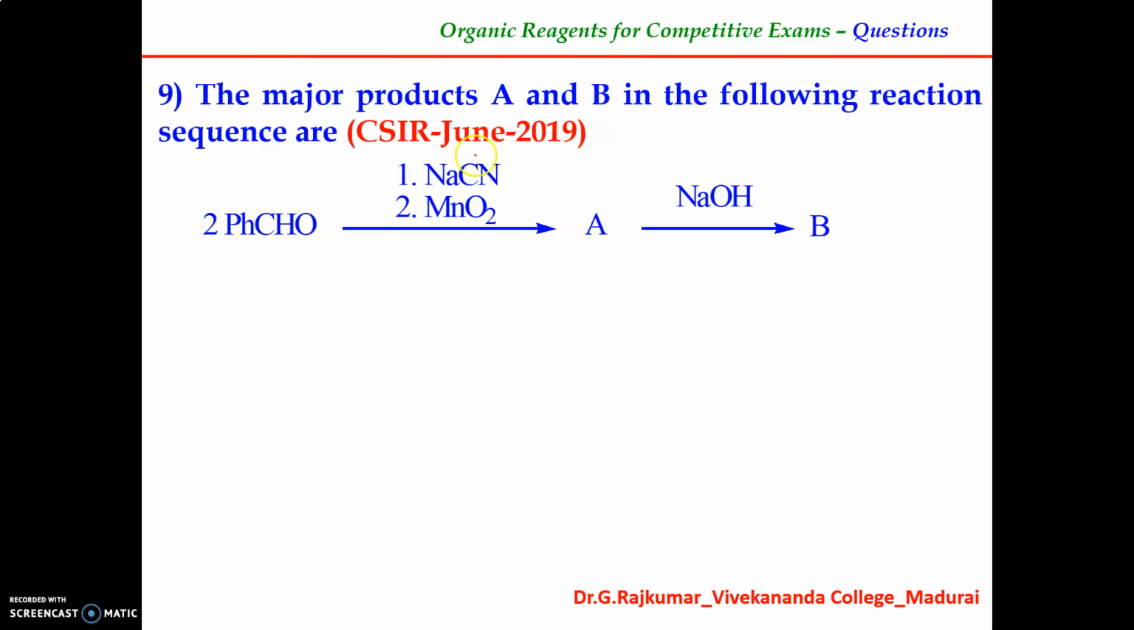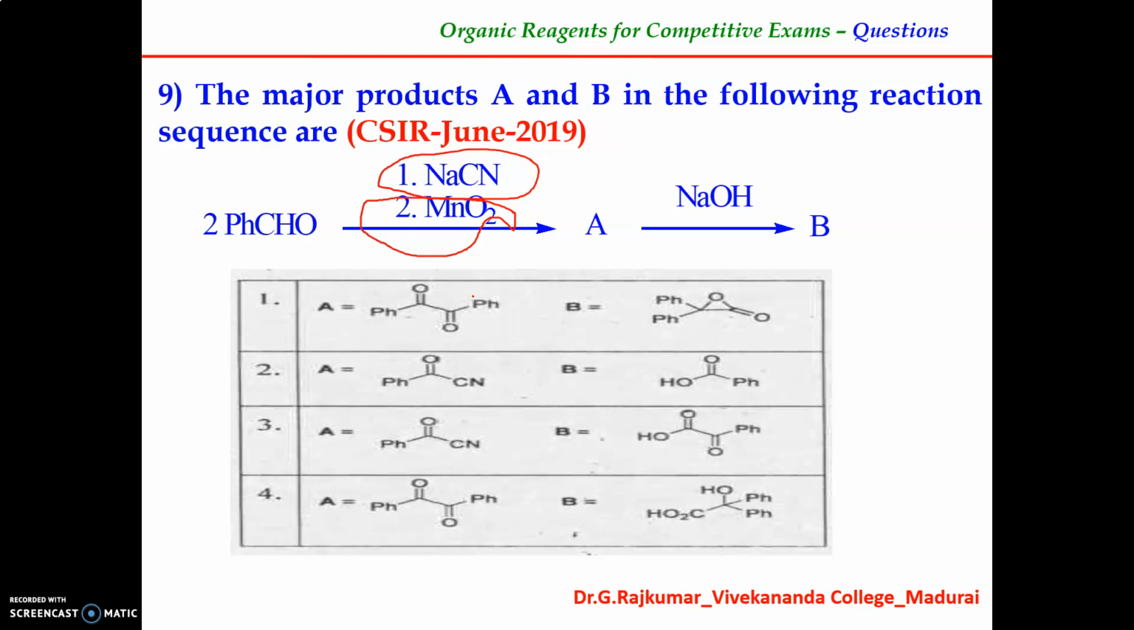This question was asked in June 2019. The major products A and B in the following reaction sequence. You can see the first step is sodium cyanide. This is a benzoin condensation, and you can see manganese dioxide. This can be used for oxidation of allylic or benzylic alcohols. They have given four options. I will explain with the mechanism here. The correct answer is option 4.